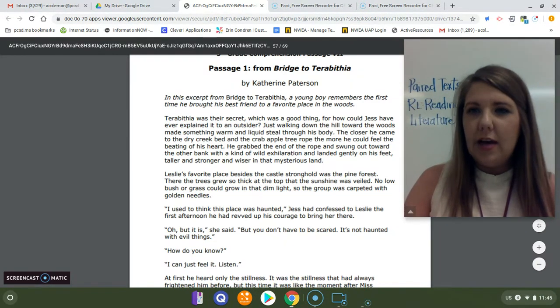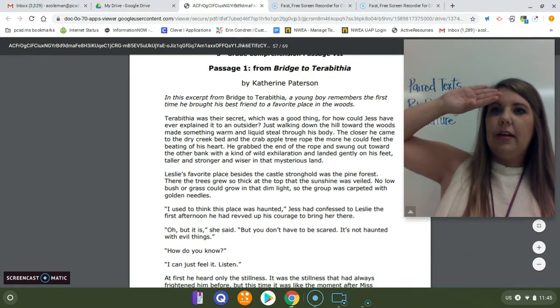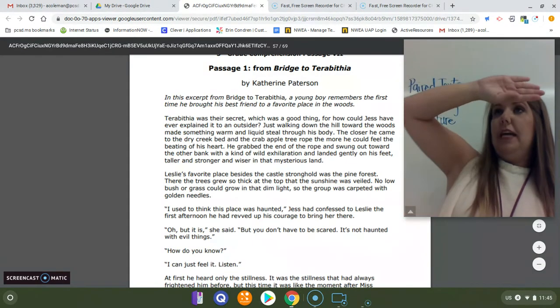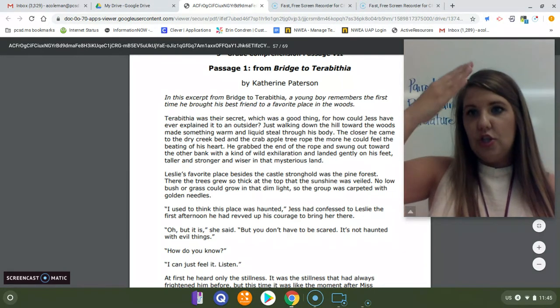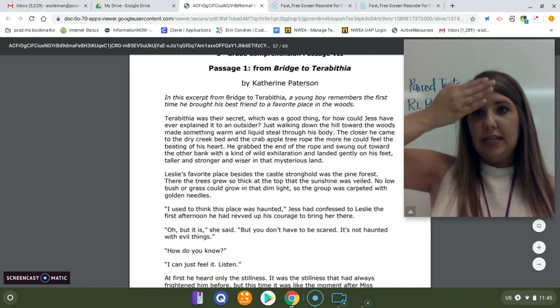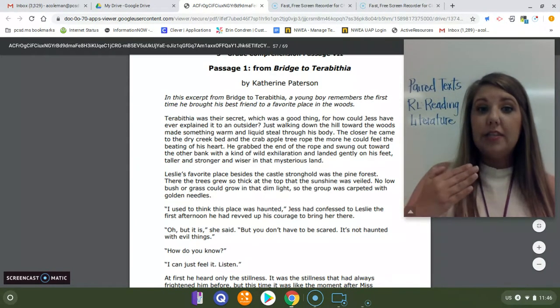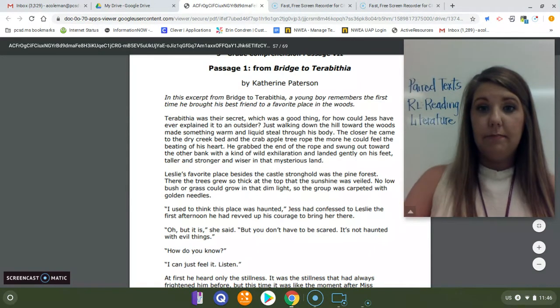Okay, so what would veiled mean? The sunshine was veiled. The trees were very thick. So you can infer that veiled would mean they were covered. Think about when a lady gets married and she wears a veil over her face. What does it do? It is a covering, okay? So the sunshine was covered by the thick trees.